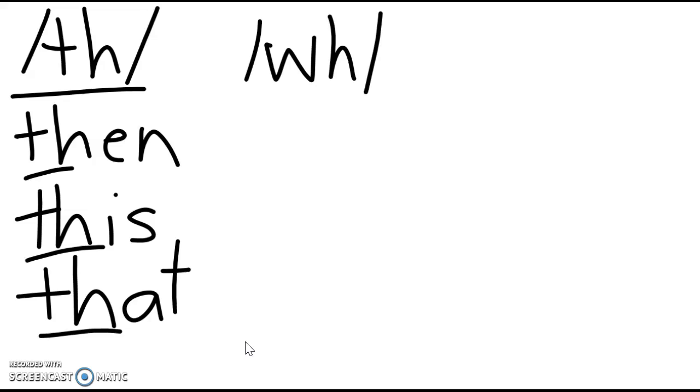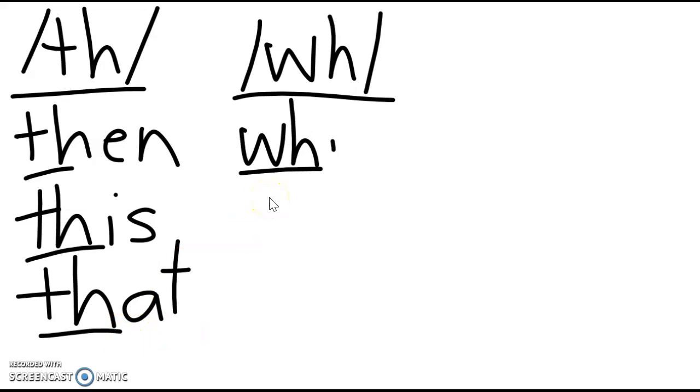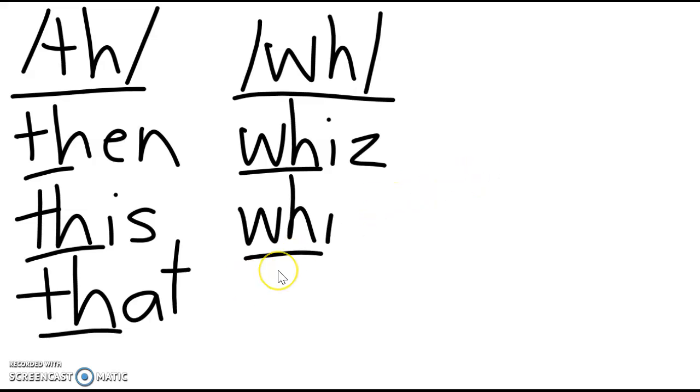All right. Another one. Another digraph. Put W and H together. It's w. So sound. W. Sound. I. Sound. Z. Let's blend. W, is. Word. Whiz. Another one. Sound. W. Sound. I. Sound. F. Let's blend. W, if. Word. With.